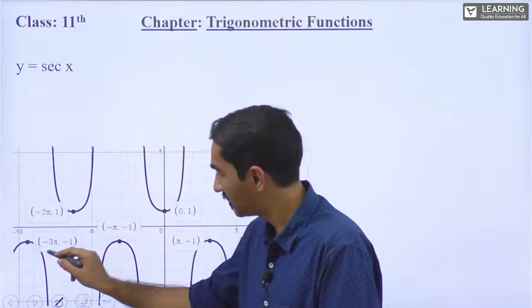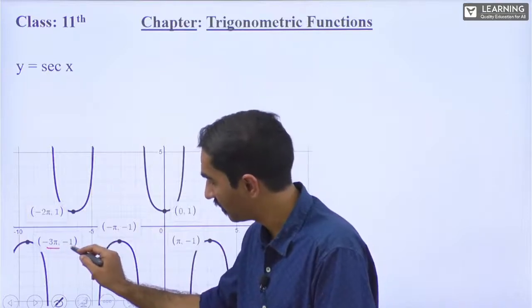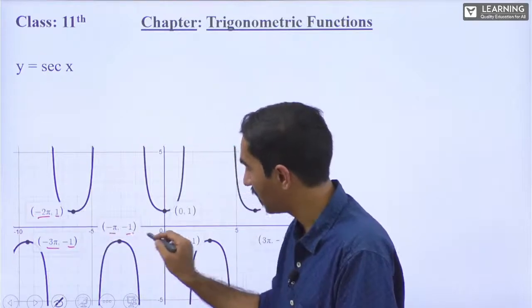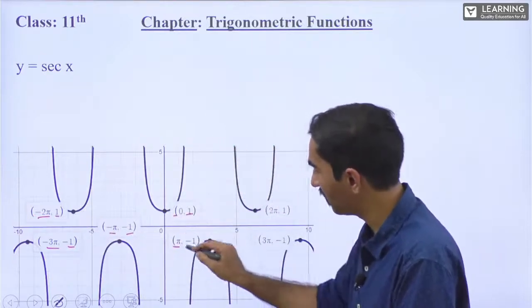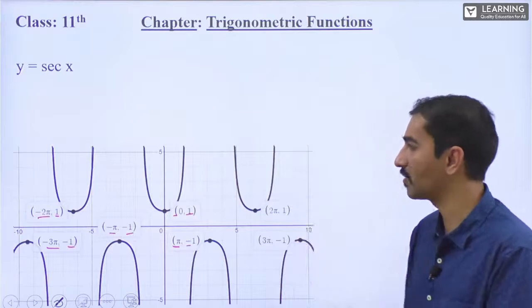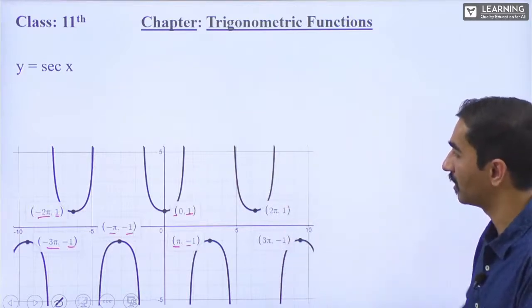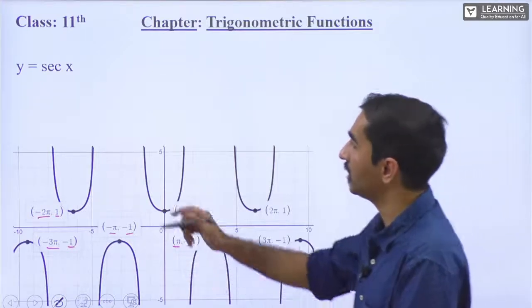At x is equal to minus 3 pi, it is minus 1. Minus 2 pi, it is plus 1. Minus pi, minus 1, 0, 1, plus pi, minus 1. This is just a graph, students. By looking at the graph, you have to write the domain and range.